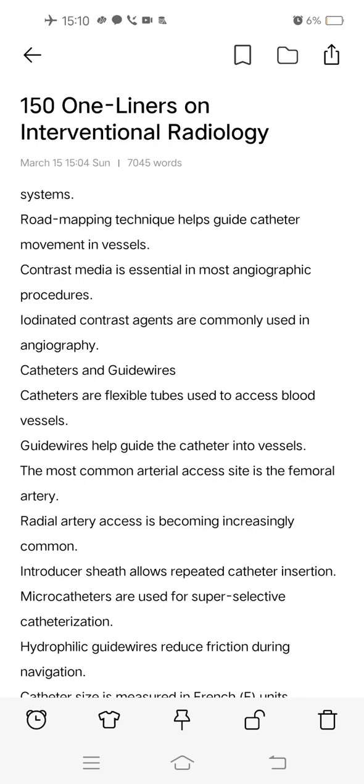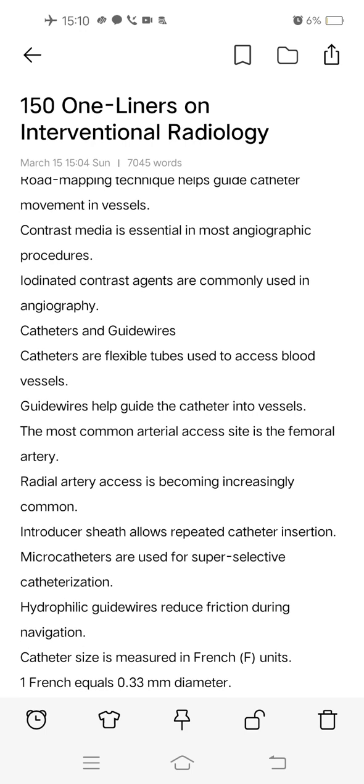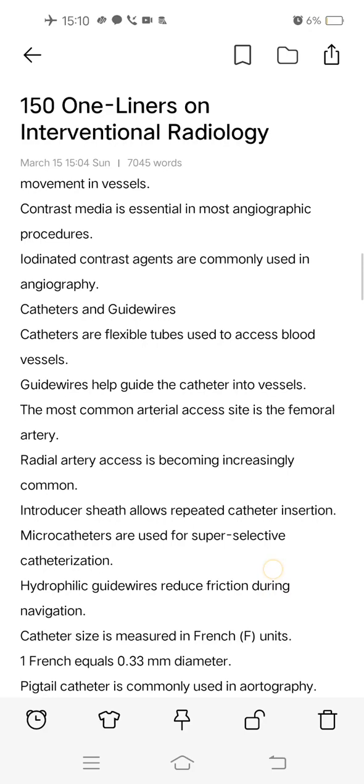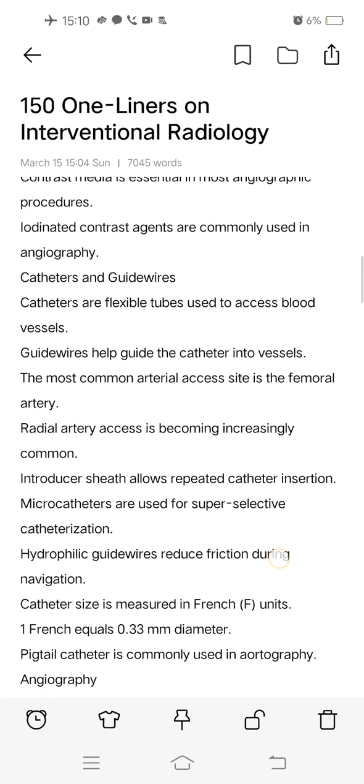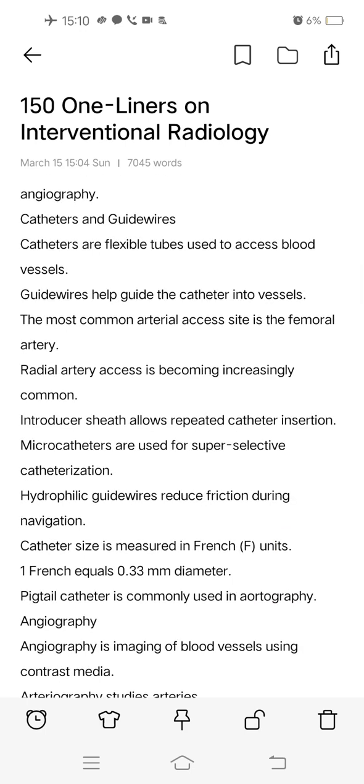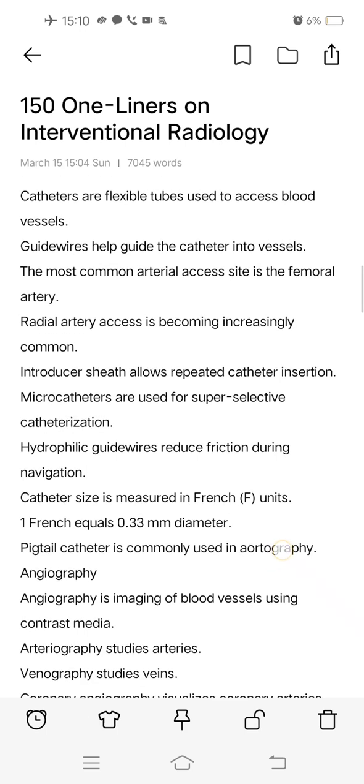Catheters are flexible tubes used to access blood vessels. Guide wires help guide the catheter into vessels. The most common arterial access site is the femoral artery. Radial artery access is becoming increasingly common. An introducer sheath allows repeated catheter insertion. Microcatheters are used for super-selective catheterization. Hydrophilic guide wires reduce friction during navigation.